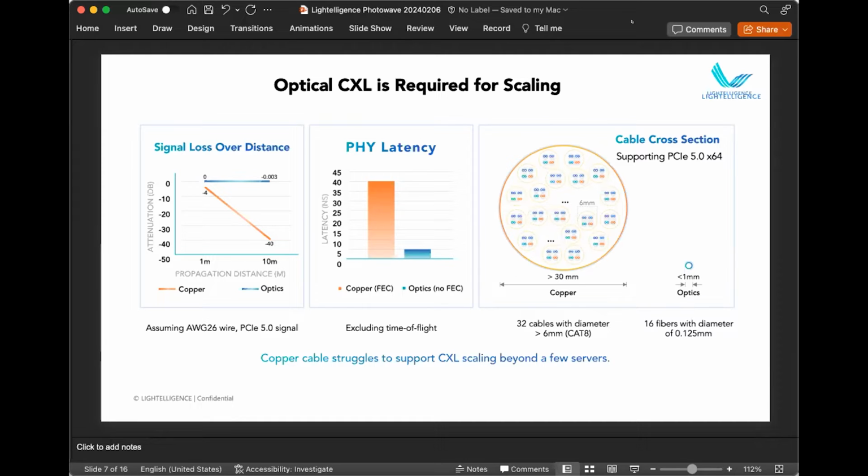And then the cable cross-sectional area. It's extremely smaller. You can put multiple wavelengths in a single fiber and support a much smaller cross-sectional area using optics. If you've ever looked inside today's servers, you have the bulky MCIO cables, etc. Optics gives you the ability to remove that.